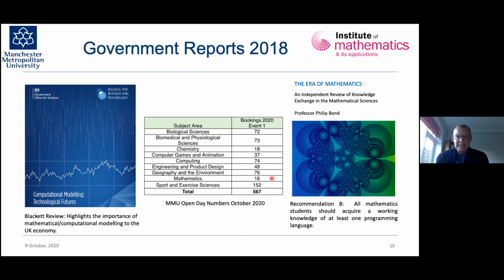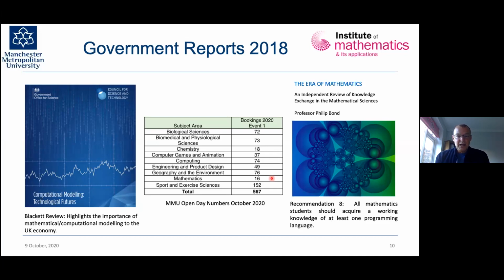We have 18 students coming in for chemistry, 37 coming in for computer games and animation, 74 coming in for computing, 49 coming in for engineering, 76 for geography, and 16 students are coming in because they're interested in the mathematics course. Now, sport and exercise sciences within the Faculty of Science and Engineering, we've got 152 pupils coming in, and they're interested in doing a degree in sport and exercise science.